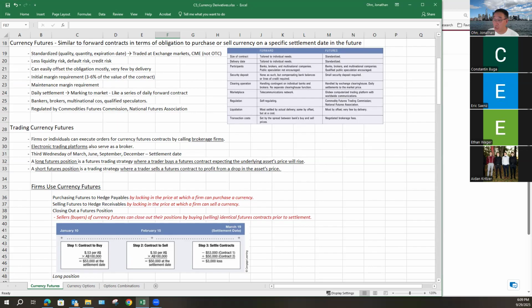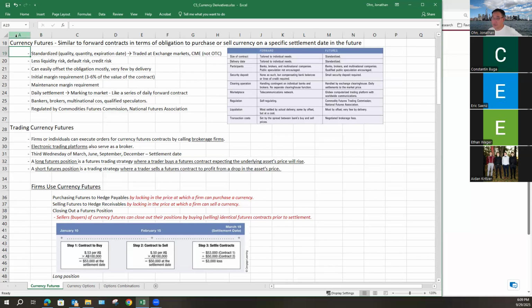Read the first four at the top, like 19, 20, 21, 22. Standardized, which is for quality, quantity, expiration date, traded at an exchange, the CME, not OTC. Less liquidity risk, default risk, credit risk, can easily offset the obligation, mostly very few by delivery, and the initial margin requirement is 3 to 6% of the value of the contract.